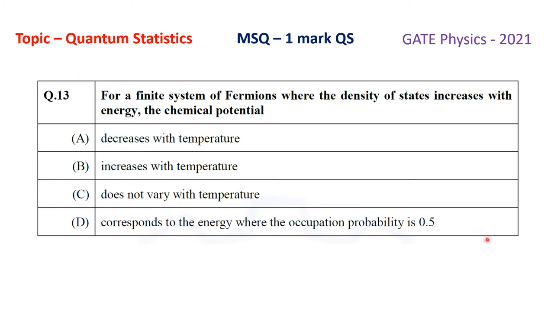In order to solve this question, we have to have an idea about three things. Number one, what is the distribution function or statistics applicable for a fermionic system? Number two, what is the dimension of this fermionic system, that is one-dimensional, two-dimensional or three-dimensional, so that the DOS, that is density of states, increases as a function of energy. And number three, for the particular dimension of this system, how does the chemical potential vary with the temperature? So using these three things, we'll solve this problem. Let us go to the solution part.